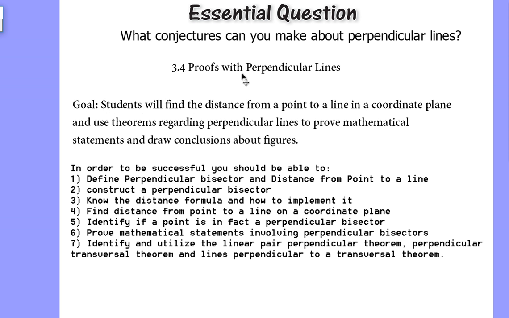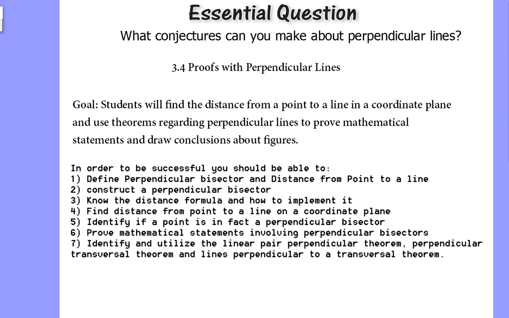perpendicular lines. Now, as a whole for this next upcoming unit, the goal will be to find the distance from a point to a line in a coordinate plane and use some new theorems regarding perpendicular lines to prove some different mathematical statements, but also be able to really draw some conclusions about certain figures. But for this video specifically, we're going to be focusing on the success criteria in which we need to know and be able to define what a perpendicular bisector is and find the distance from a point to a line.